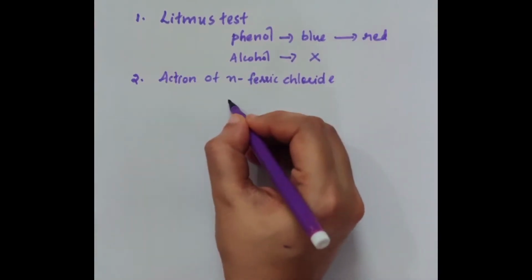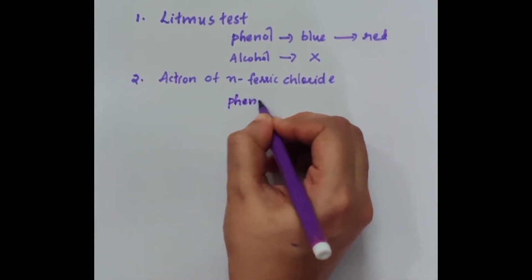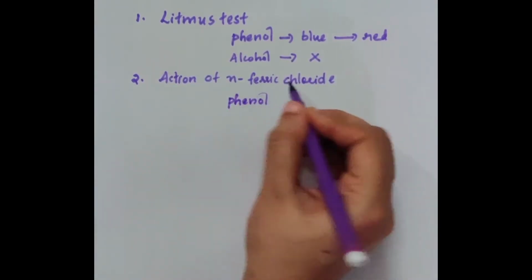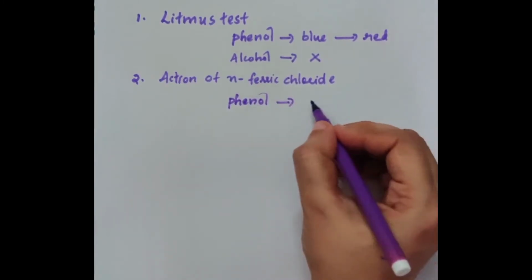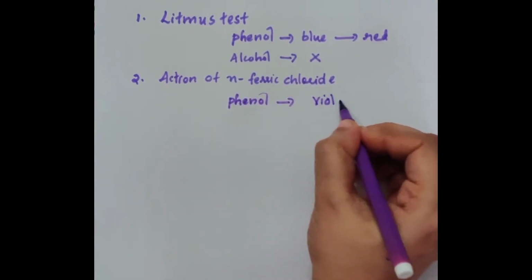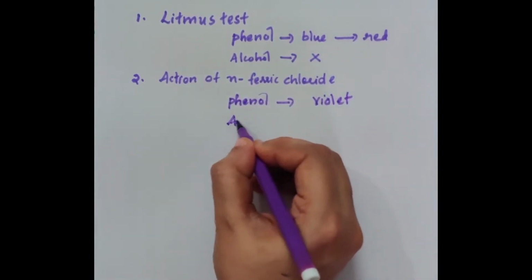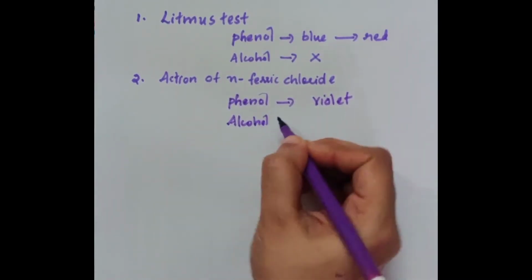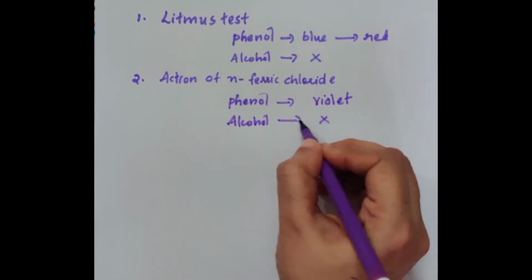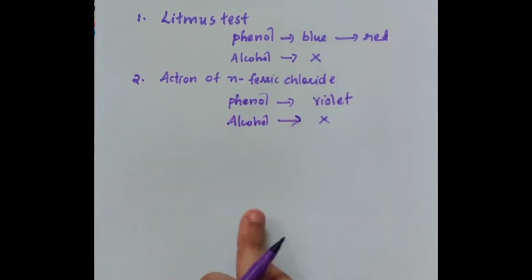Phenol, when treated with neutral ferric chloride solution, gives a violet color, but alcohol has no such reaction. This reaction with neutral ferric chloride is one of the common reactions that we conduct in our laboratory.